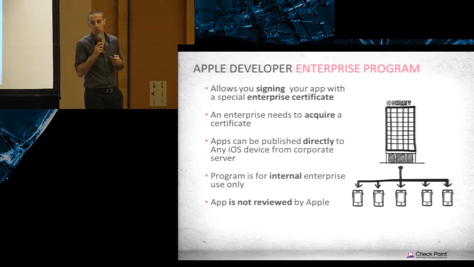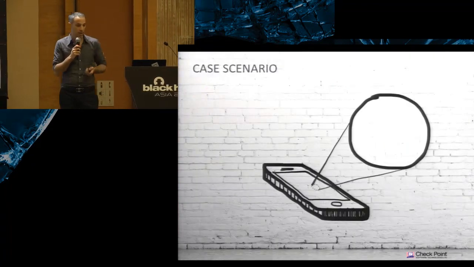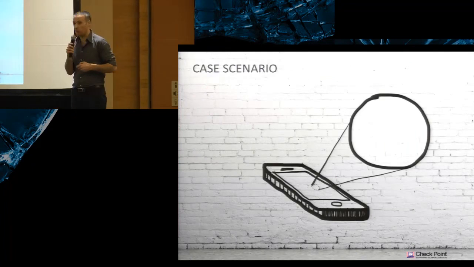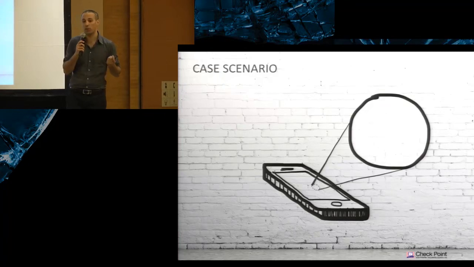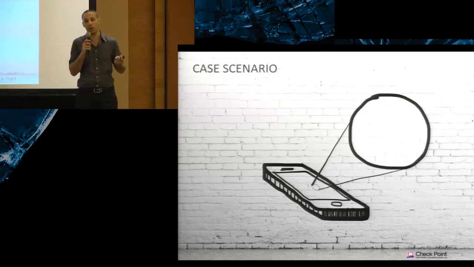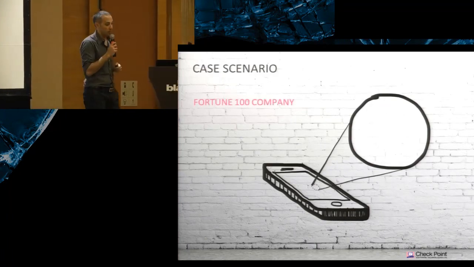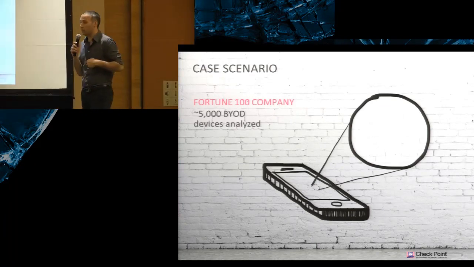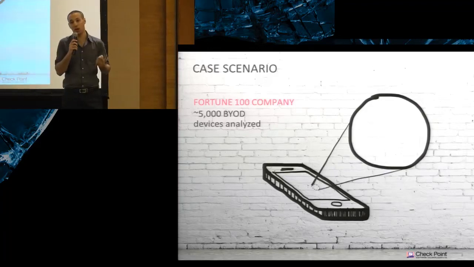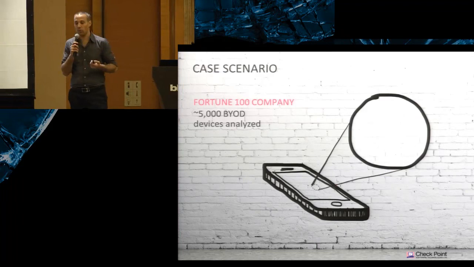But I want to share with you and tell you a little bit what's happening in real life. So the first thing that I want to mention is a case study from one of the companies that we are working with. We have a solution that monitors all the devices in the company, monitors the application and the behavior of these mobile devices. And this is a case study of a US Fortune 100 company in which we did an initial deployment of 5,000 iOS bring your own device devices. And what we found was quite surprising.